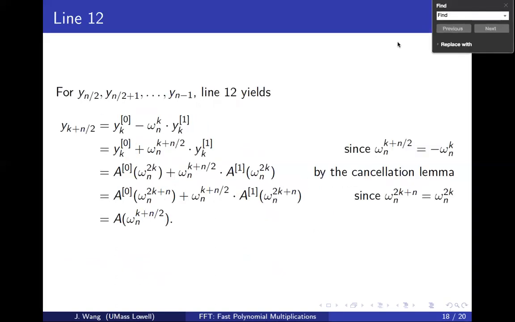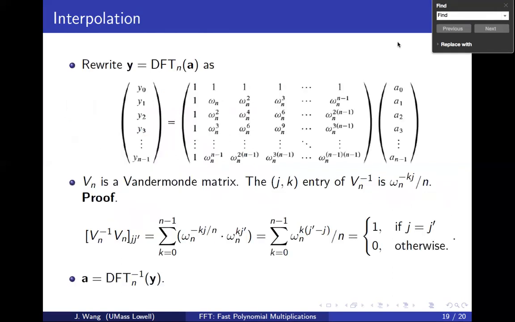And then for these, okay, so we just keep continuing this. So we still use the cancellation lemma to show that this is equal to this. Okay, so it's not that hard for this one. It's similar to the previous slide. Okay, so finally, we're going to do this interpolation.